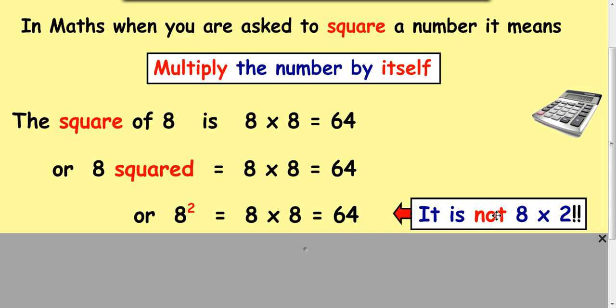A common mistake is to multiply 8 by 2, which is wrong. To say that this is 16 is wrong, because it means multiplied by itself.